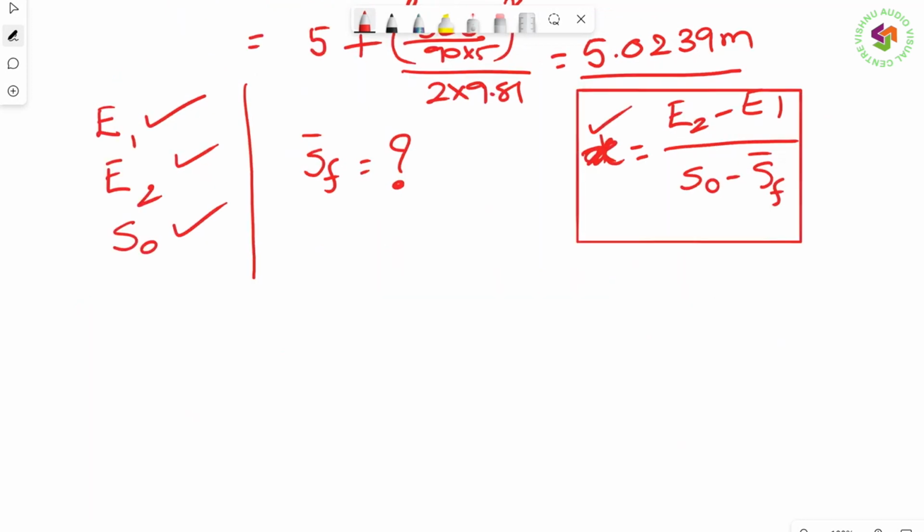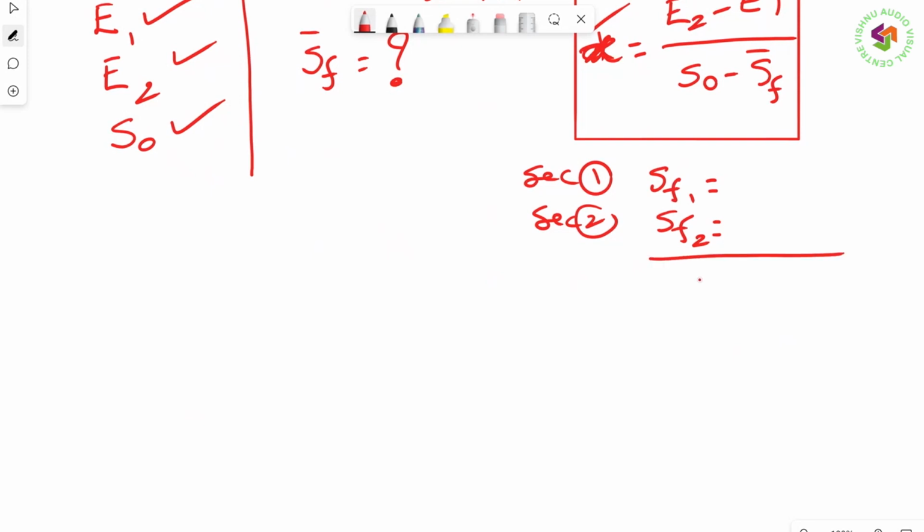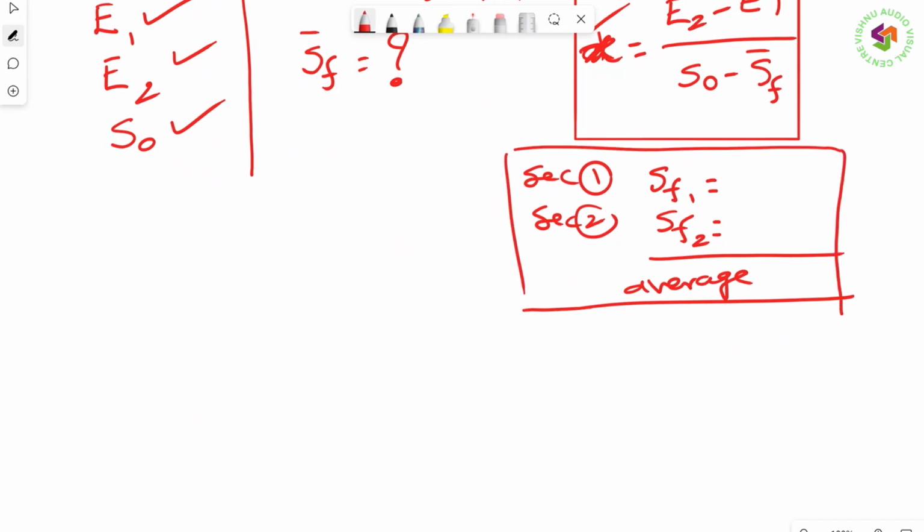So now, SF dash, how? Now I am doing it in a different way. Previously, at section 1 I called it SF1, at section 2 I calculated SF2, and then I took the average. This I have taken in the previous problem. So in this problem, I am doing it in a separate fashion. How am I doing it?